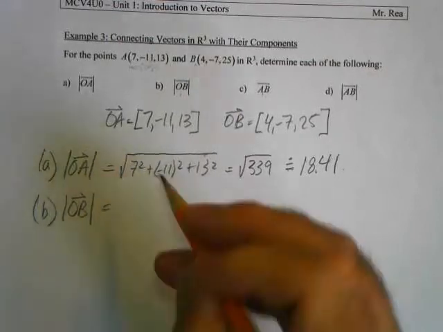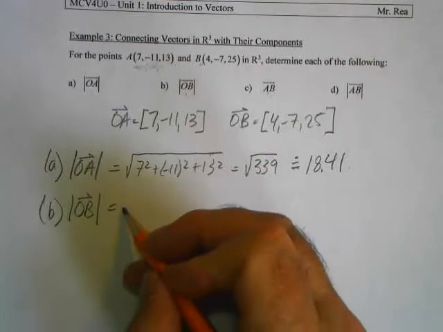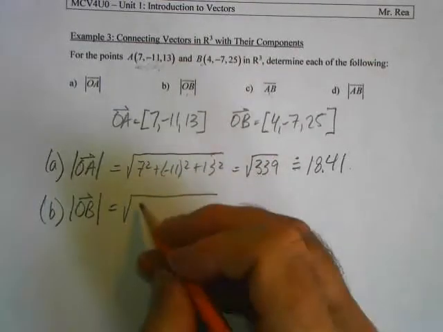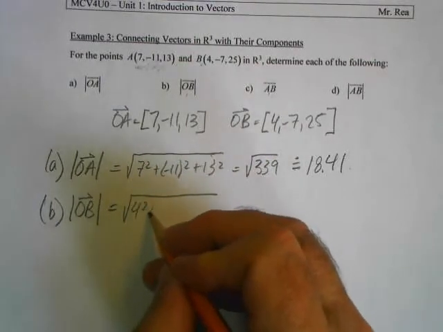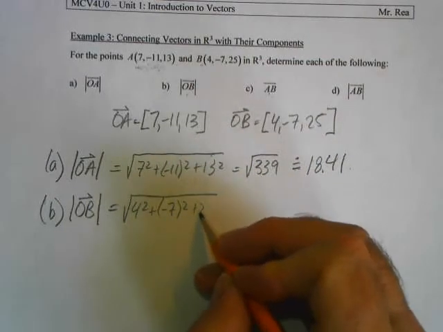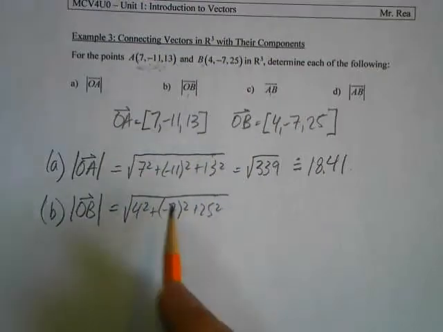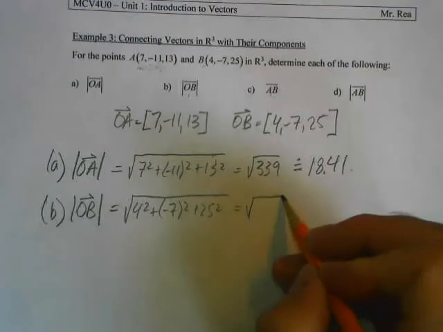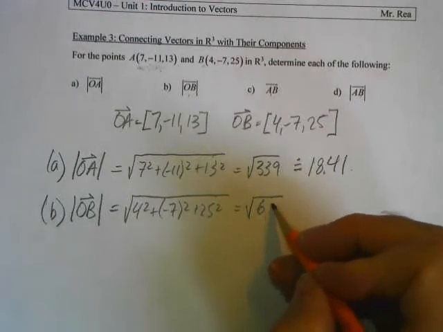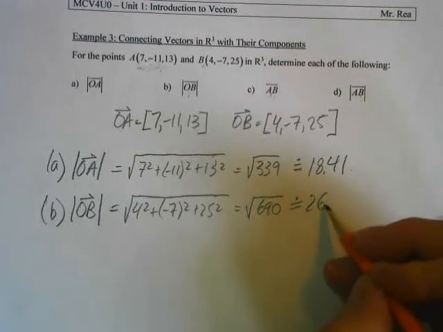The second one is the magnitude of vector OB. So this is very similar to what we just did, except we're working with these components. So the magnitude would be 4 squared plus -7 squared plus 25 squared. Add those together, take the square root. That would be the square root of 690, which is approximately 26.27.